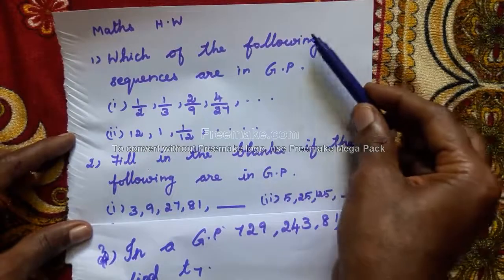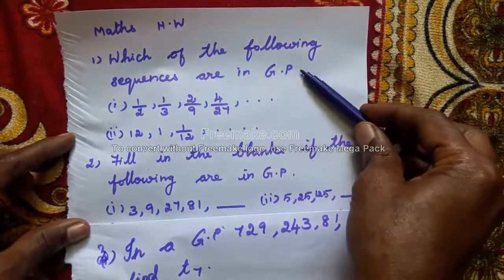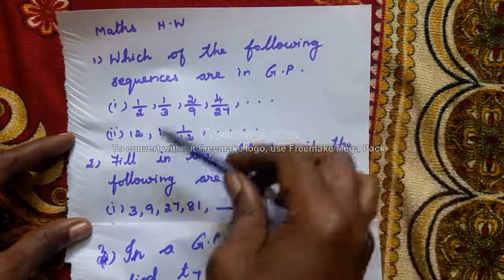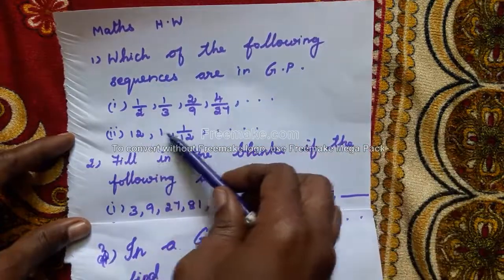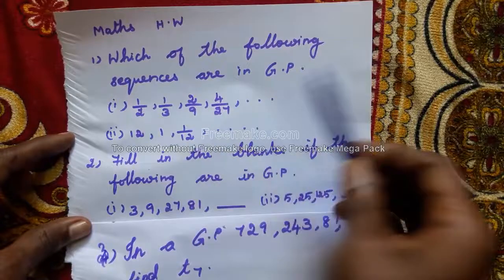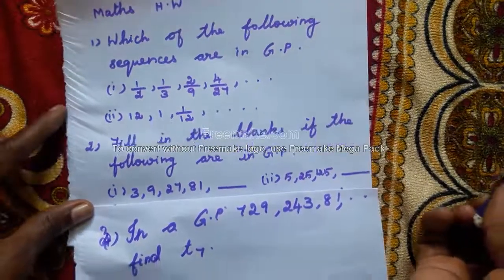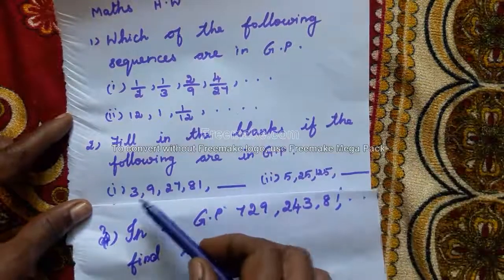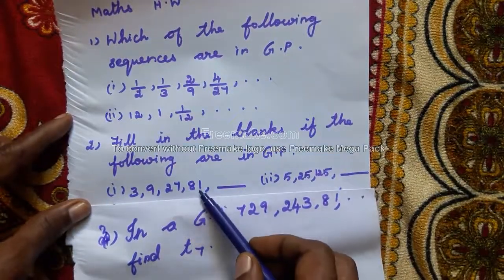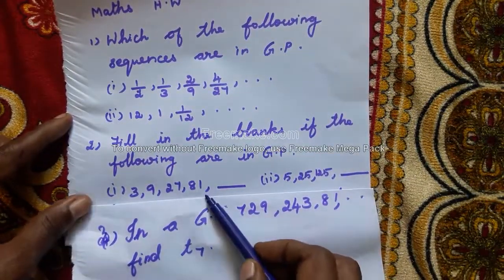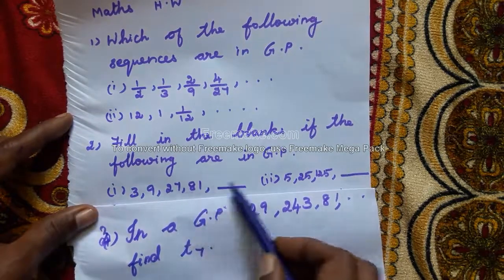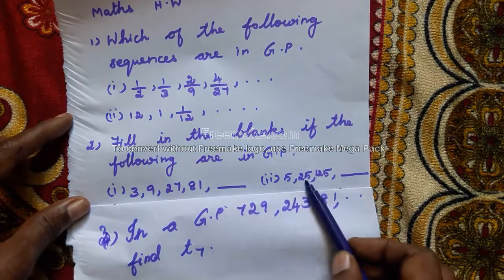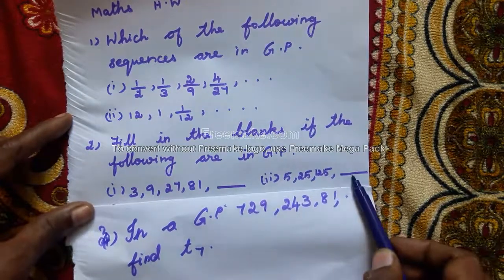First one, which of the following sequences are in GP? 1 by 2, 1 by 3, 2 by 9, 4 by 27. Second question, 12, 1, 1 by 12, etc. Next, fill in the blanks if the following are in GP. 3, 9, 27, 81. 4 terms we have given. 5th term you want to find out. Next question, 5, 25, 125, etc.